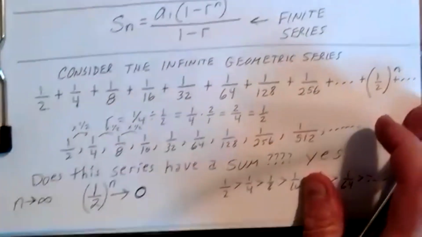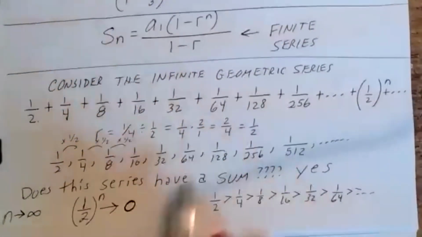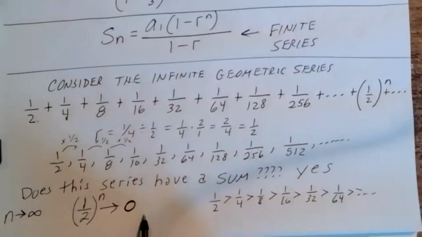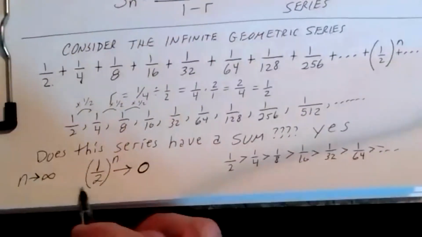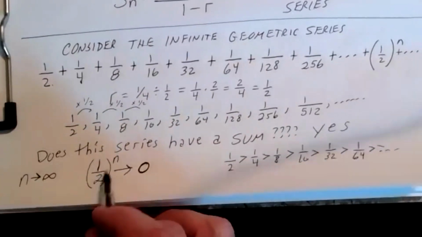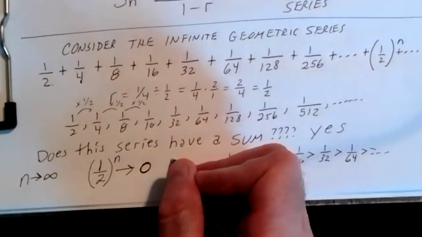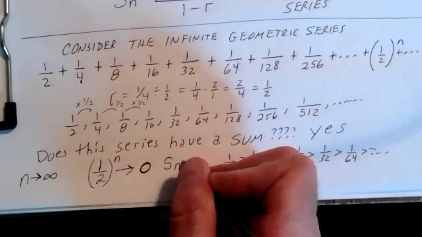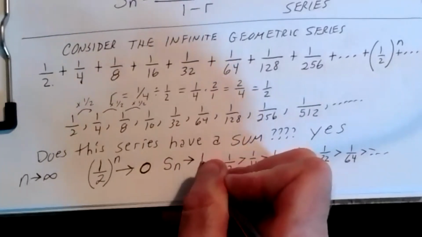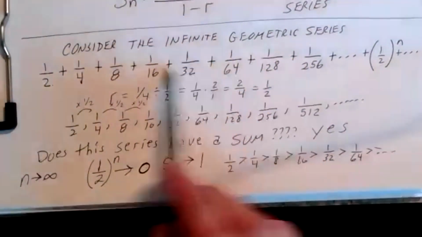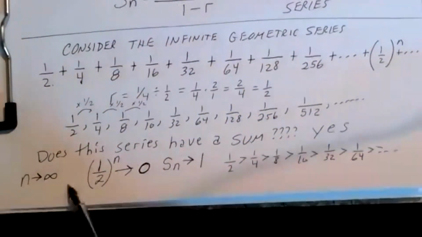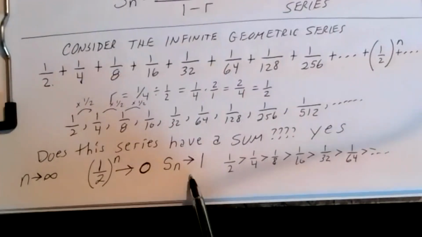So we would say this sum here is approaching 1. Or, ladies and gentlemen, we would say as n approaches infinity, since 1/2 to the nth power is approaching 0, the sequence of partial sums is approaching 1. So this infinite series is approaching 1 as n approaches infinity.